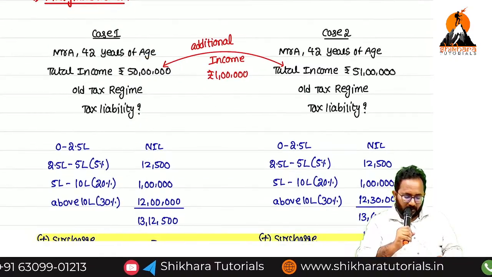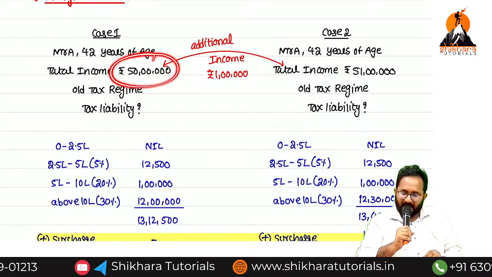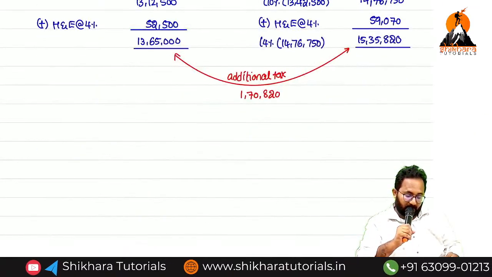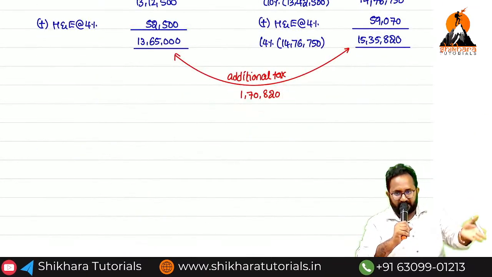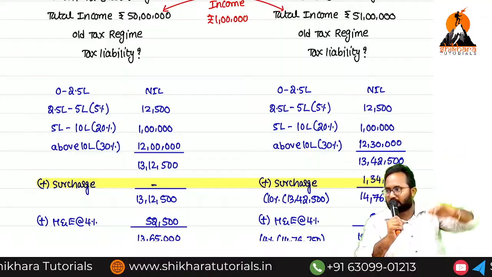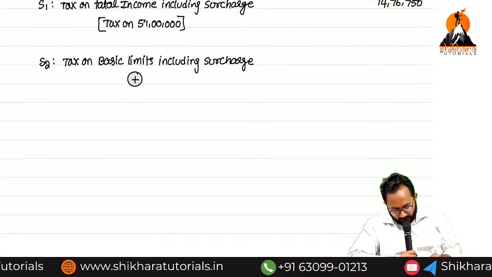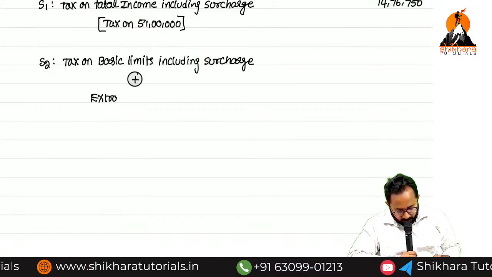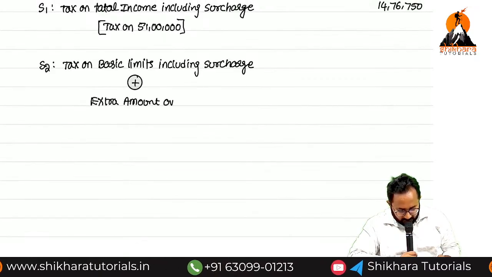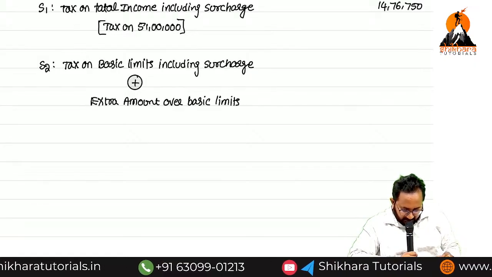And over and above whatever we earned, that 1 lakh we want to give to the department only. So we are ready to pay tax on 50 lakh, and the additional amount I want to give to the department only. Instead of paying the 1,70,820 additional tax, I am ready to pay the excess amount of income over the basic limits to the government. So here the amount we are required to add is the extra amount over basic limits. Clear?